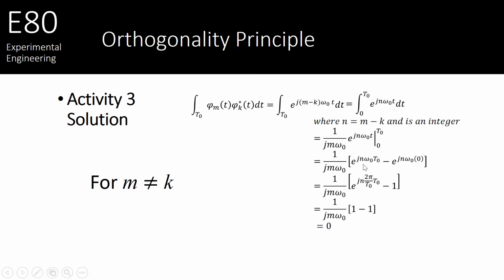Now, something to note is omega naught and T naught are related. If you recall, omega naught is actually 2 pi over T naught. Now, those two T naughts will cancel, and you've got e to the j n, which is an integer, times 2 pi. Well, that's going to just give you a value of 1. So we have 1 minus 1, which gives you 0. So for the case where m does not equal k, that is two different basis functions, you're going to get a 0 for this equation, which tells you that these exponential sinusoids are in fact orthogonal.